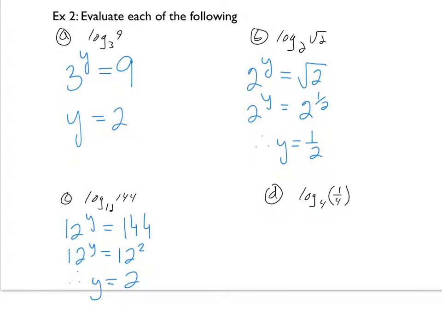Your base is 4. Your exponent is what we're looking for, and your answer is 1/4. If you want to rewrite this, you might see it right away, but just in case, 1/4 is 4 to the negative 1. And so therefore y is equal to -1.